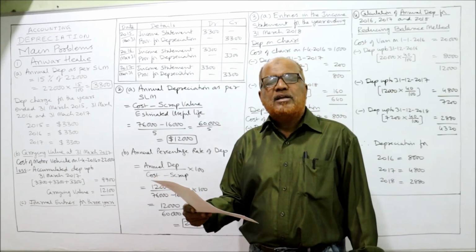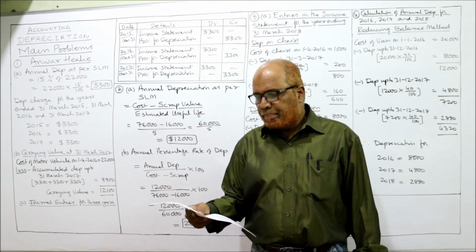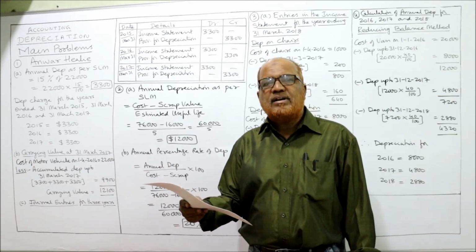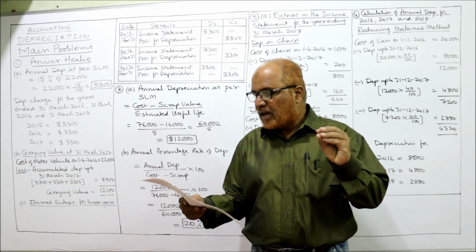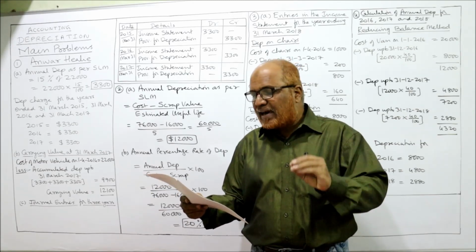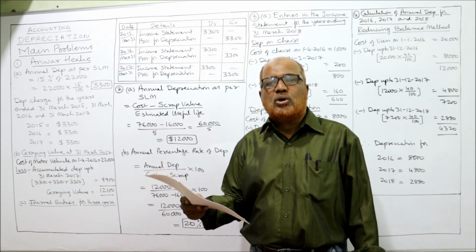Equipment was bought. Equipment is also one of the non-current assets. Equipment was bought for $76,000. It had an estimated useful life of 5 years, after which its scrap value is expected to be $16,000.